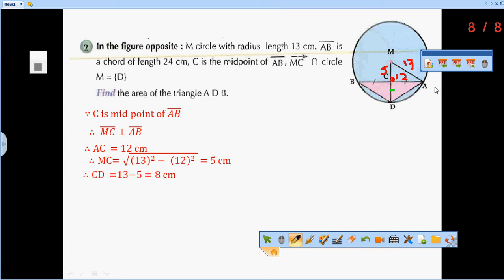Now it's easy to find the area of the triangle by using the rule of the area of a triangle: half times base times height. It means half multiplied by AB, because AB is the base and the corresponding height is CD. It means half multiplied by 24 multiplied by 8, it will be 96 square centimeters.